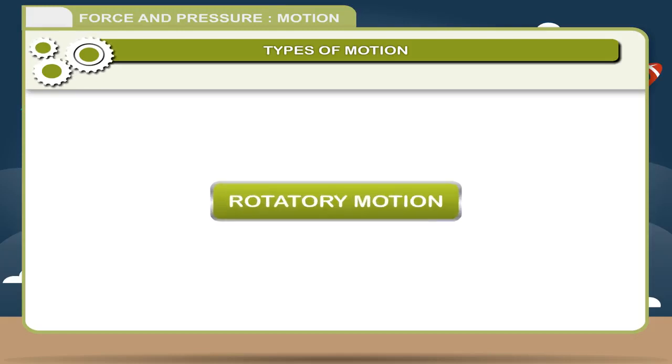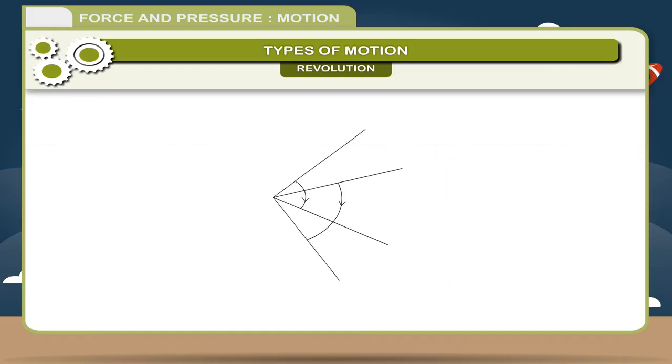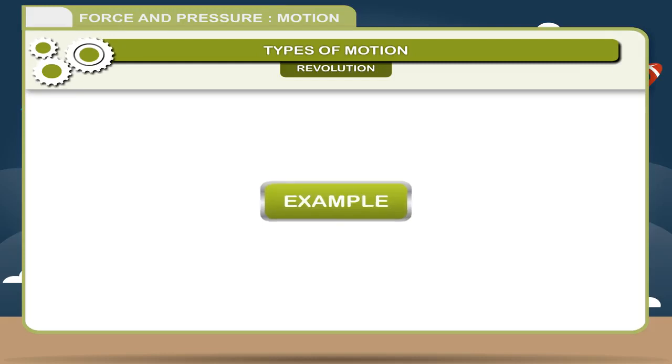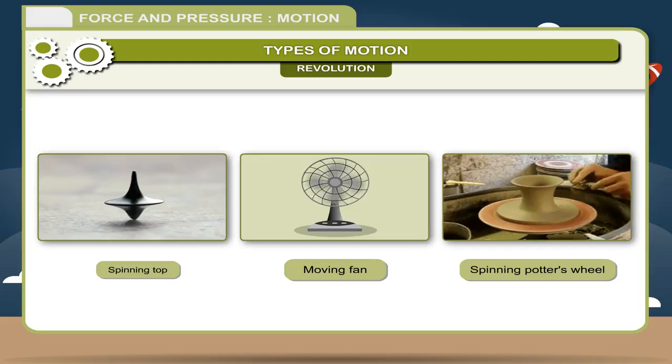Rotatory motion. If a body moves around a fixed point or axis, called the axis of rotation, without changing its position, then its motion is called rotatory motion. Let us consider the motion of the blades of a fan. Point P is nearer to the axis of rotation. It covers less distance than the point Q, which is at a greater distance from O in the same interval of time. Examples: spinning top, moving fan, spinning potter's wheel.